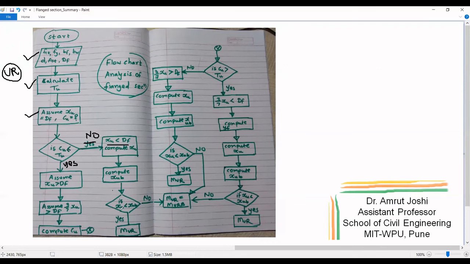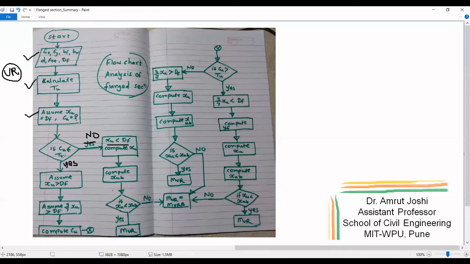Then we check, is xu less than xub? Yes. Then it is an under reinforced section and then we compute Mur. We compute Mur for the case where xu is less than Df. If no, that means xu is greater than xub, the section is an over reinforced section. In such a case, we calculate the moment of resistance of the balanced section and we report that as the moment of resistance of the section. Now let us look at the other branch of this flowchart.